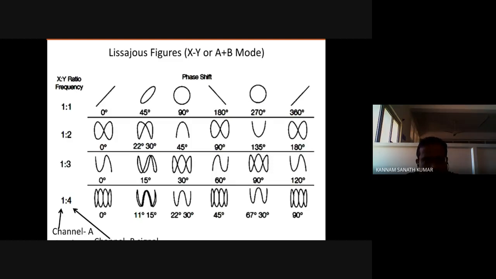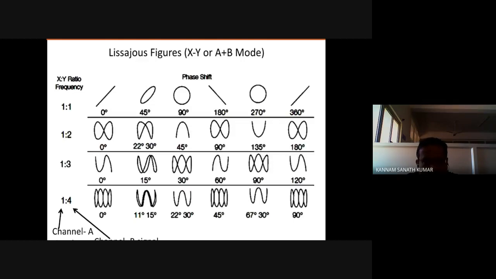Suppose it is 1:2. 1:2 means the frequency of y is twice that of the frequency of x. So when it is 1:2, if you draw a horizontal line and a vertical line and count the number of lobes, you will get two lobes here. If you draw horizontal and vertical lines, you will get two lobes. And here also you will get two lobes.